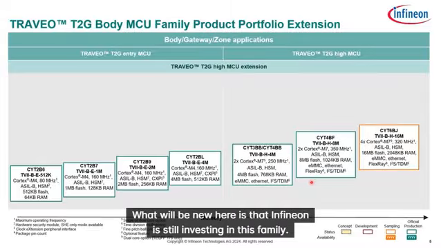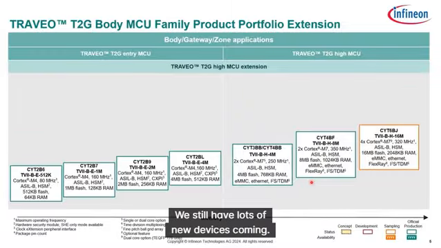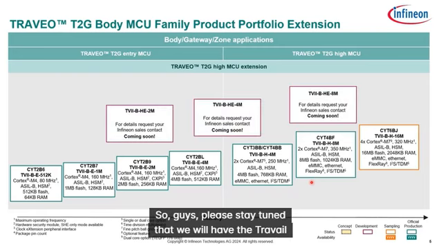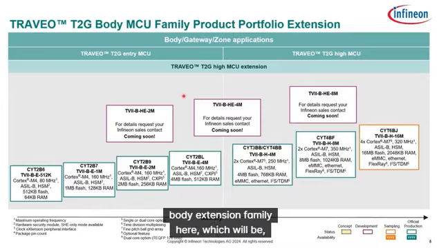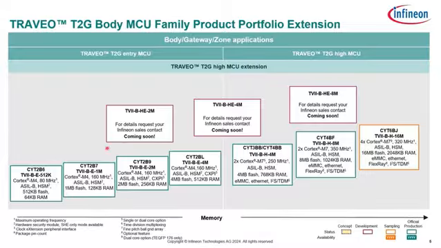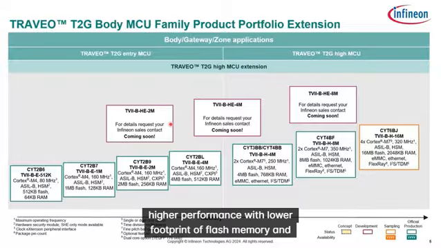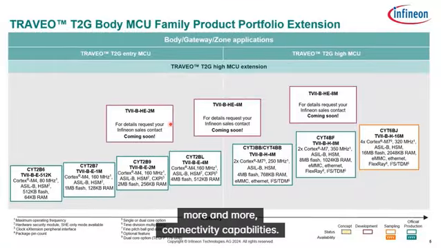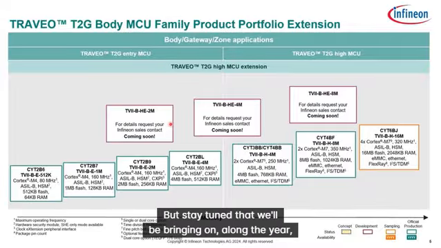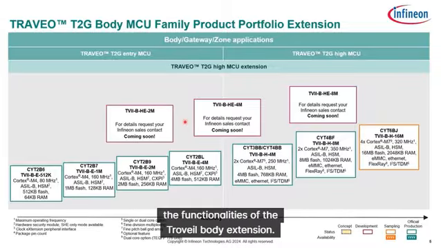What will be new here is that Infineon is still investing in this family. We still have lots of new devices coming. So guys, please stay tuned, because we will have the TRAVEO body extension family here, which will be higher performance with a lower footprint of flash memory and more connectivity capabilities. Stay tuned, because we'll be bringing the functionalities of the TRAVEO body extension in other webinars along the year.